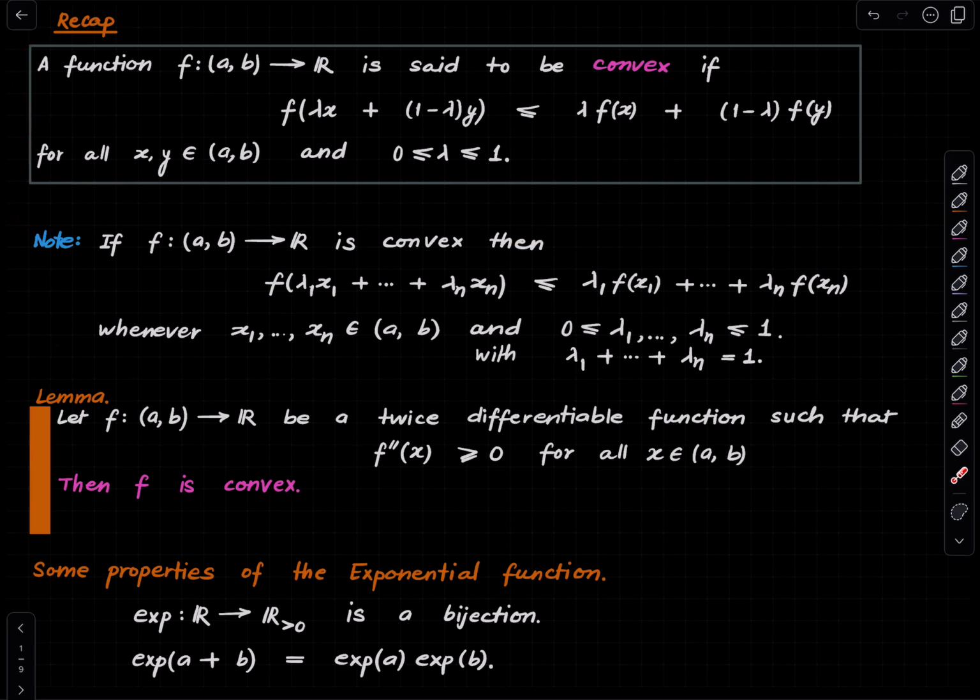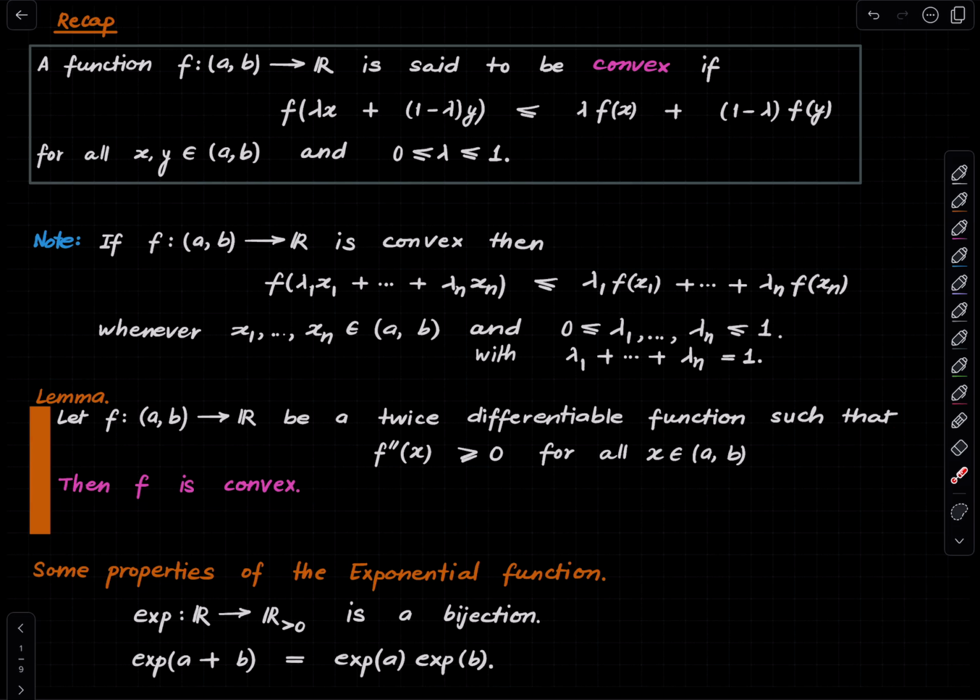The key theorem that we need is the fact that if you have a function defined on an interval to the reals, which is twice differentiable and which has the property that its double derivative is always non-negative, then the function is convex. So this we saw earlier at some point.